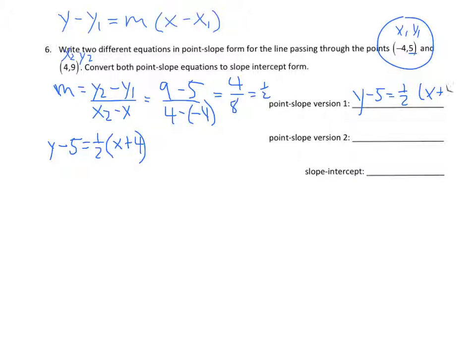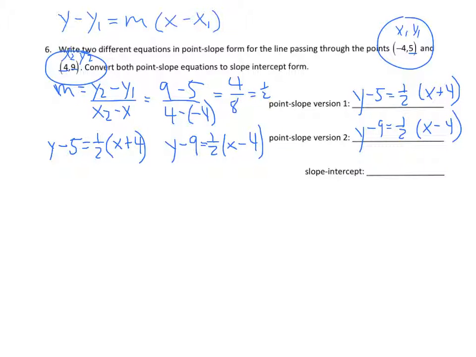And the other would be using the second point. So the other equation we could get is y minus 9, which is the y-coordinate, equals the slope, which is 1/2, times x minus the x-coordinate, which is 4. So that's our second version of the point-slope equation. Now these equations look different, but when we change them to slope-intercept form, they should end up being the same, showing that we actually have 2 equivalent equations.